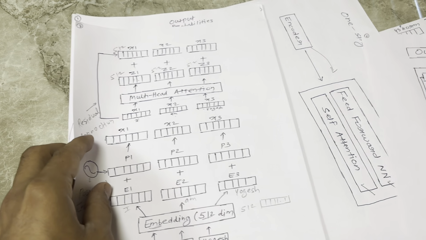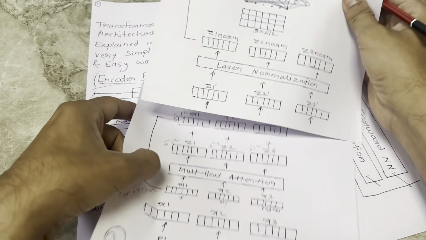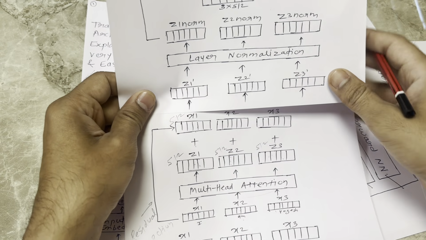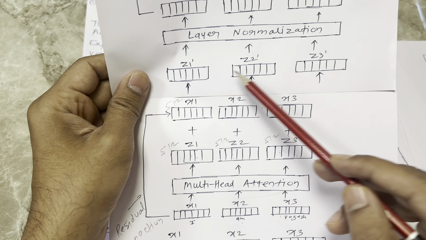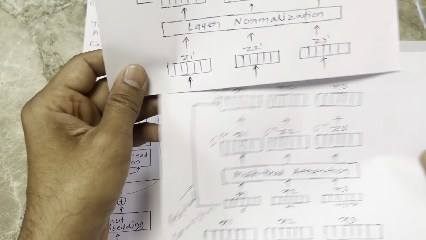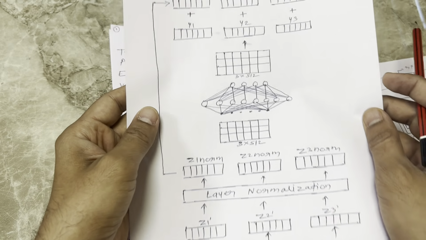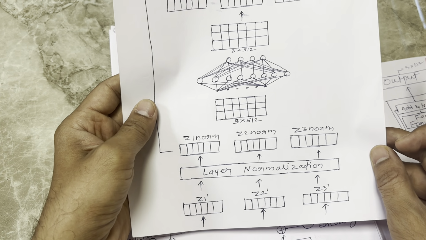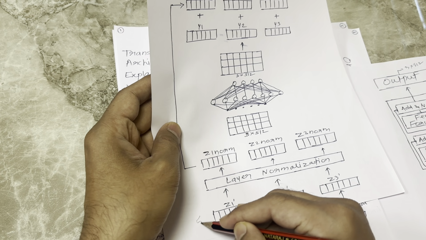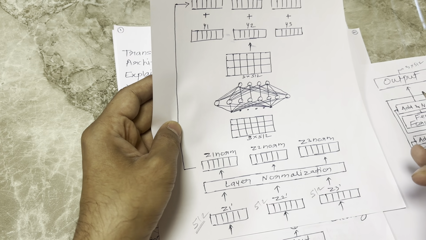Now let me show you that particular part. After addition of X1, X2, X3 and Z1, Z2, Z3, we got Z1 dash, Z2 dash and Z3 dash. Now I am going to continue with this one. So we got Z1 dash, Z2 dash, Z3 dash, which are again 512 dimensions. All of them are 512 dimensional vectors.